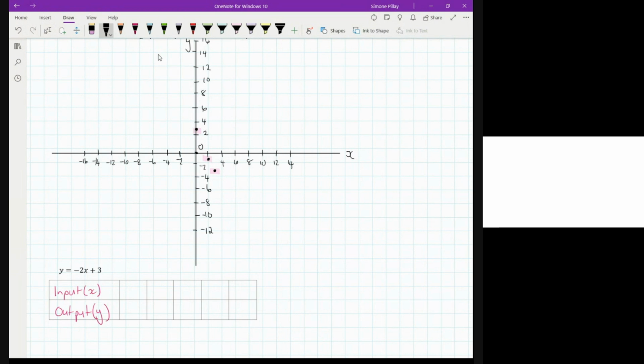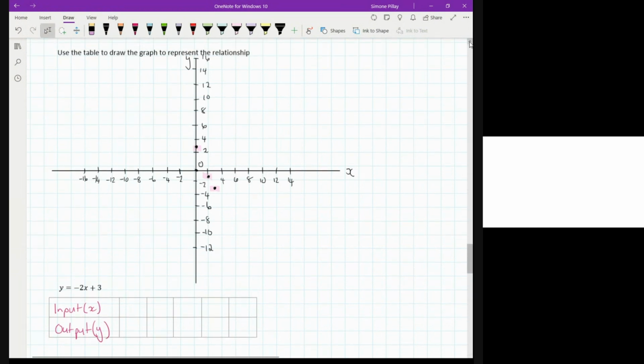So right now, we don't know anything except that they've given me an equation, which is y is equals to negative 2x plus 3. Sorry, I'm repeating the same thing. And they want me to use a table to draw the graph to represent this relationship in this equation.